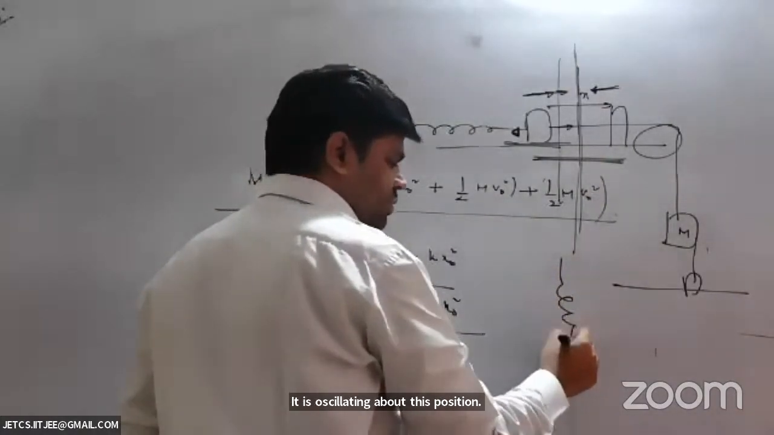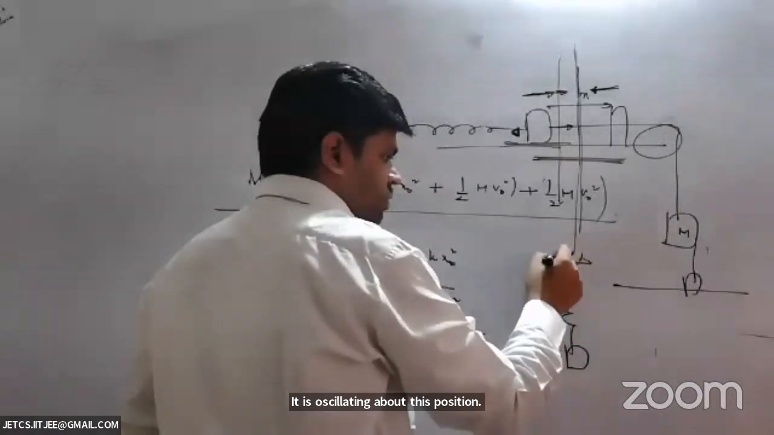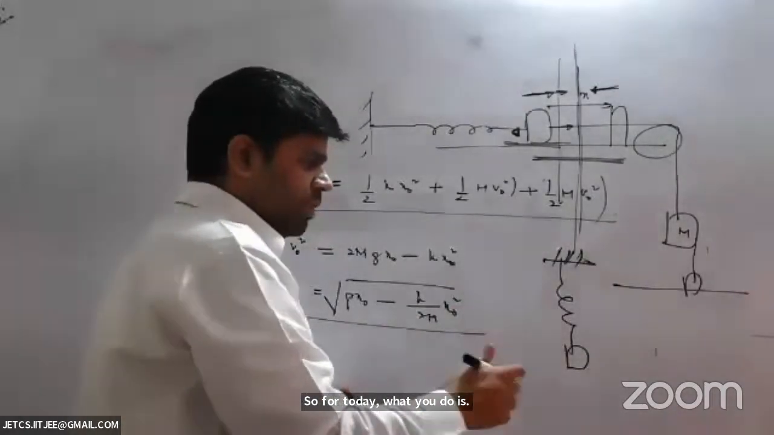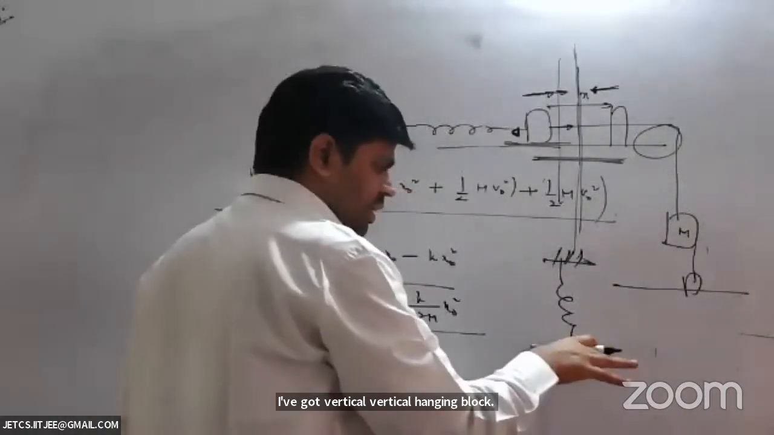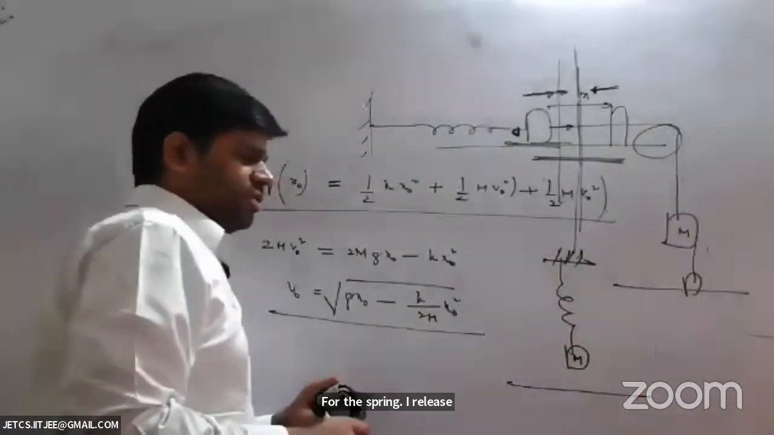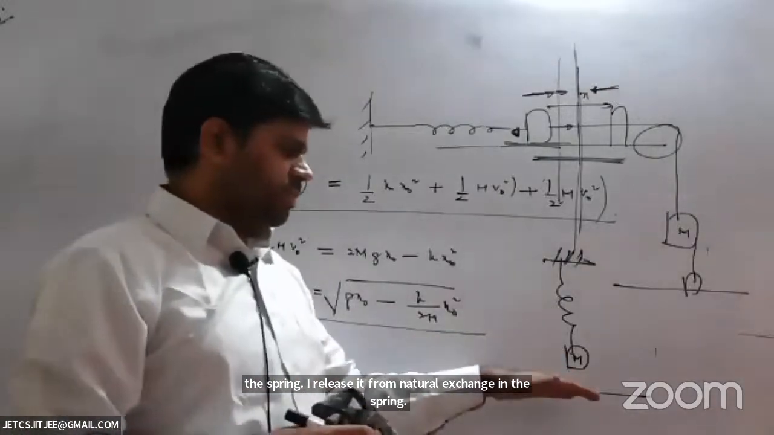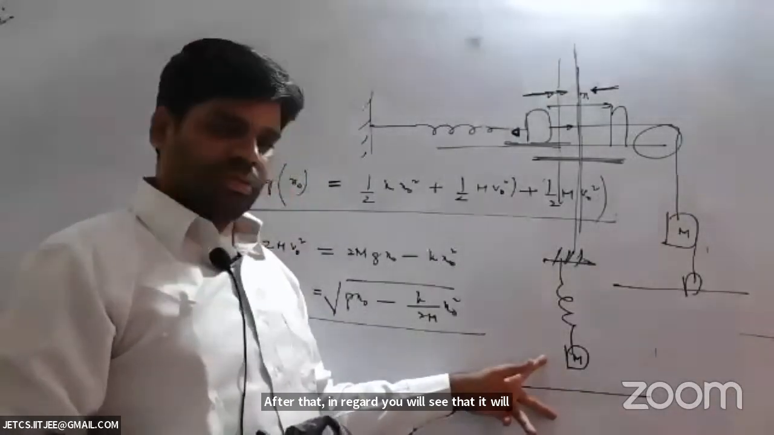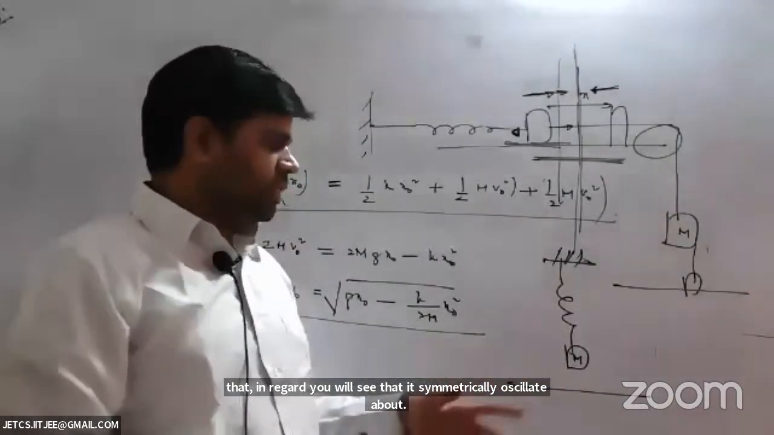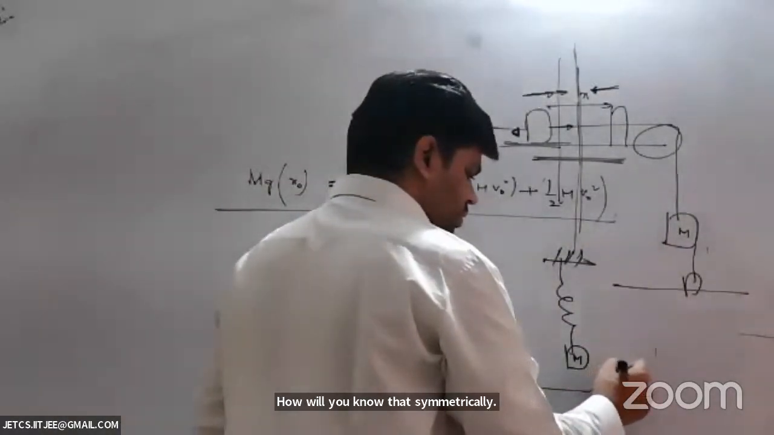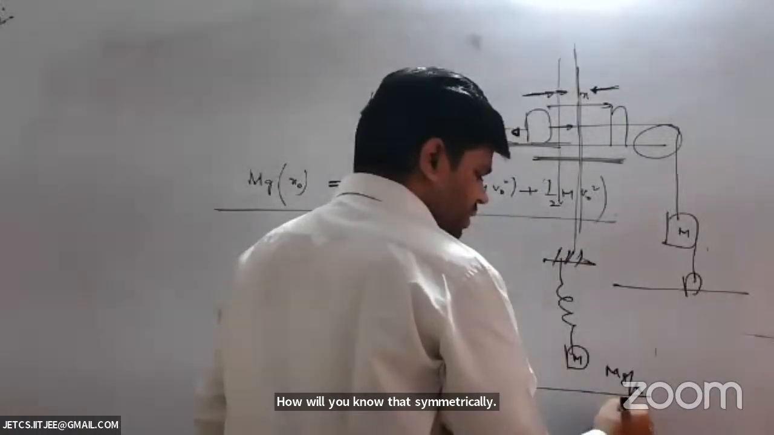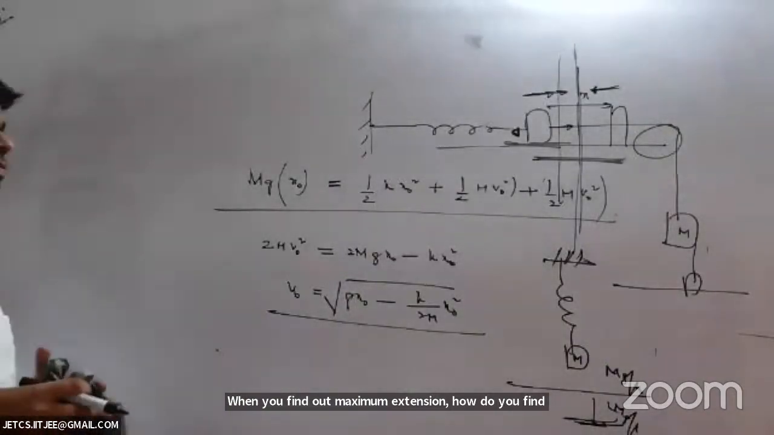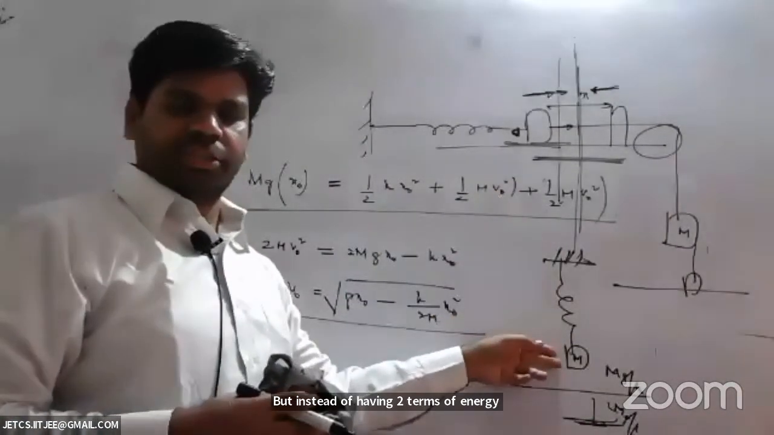So for today, what you do is, I've got a vertical hanging block with a spring. I release it from natural length. I have to find the maximum extension in the spring. Try to find this out. It will reach equilibrium, accelerating till there. After that, it will retard. You will see that it will symmetrically oscillate about equilibrium position. How will you know it oscillates symmetrically? Equilibrium position is mg by k, so maximum extension comes to 2 mg by k. When you find the maximum extension, you will apply the similar equation there. But instead of two terms of kinetic energy here, you'll have only one term of kinetic energy. Those are in one block.